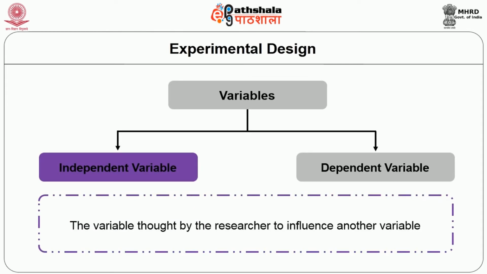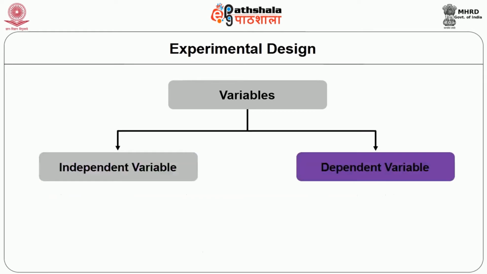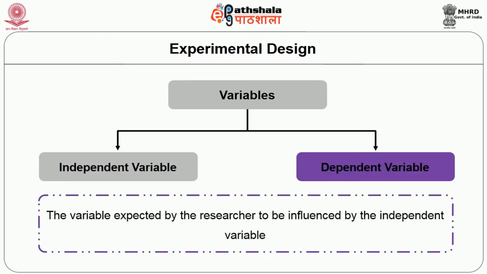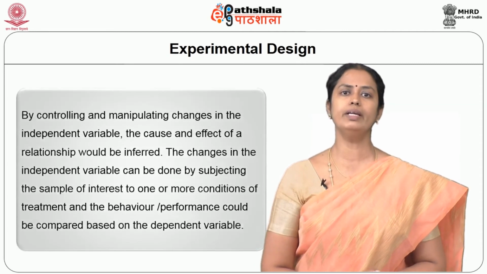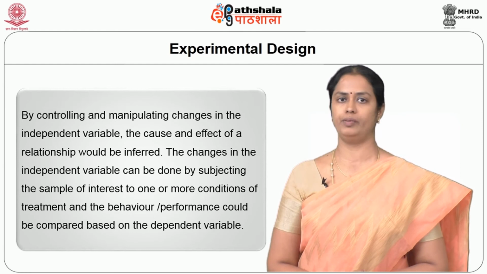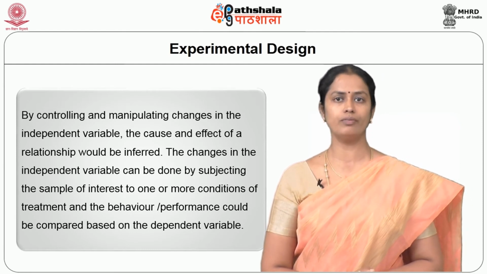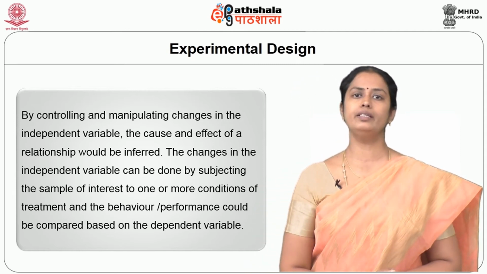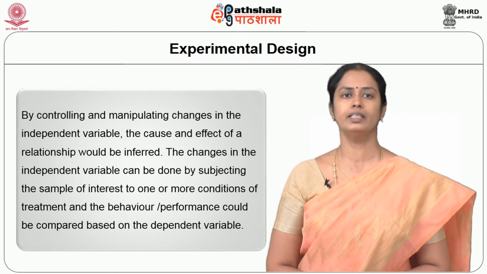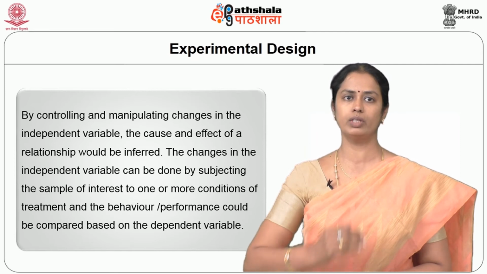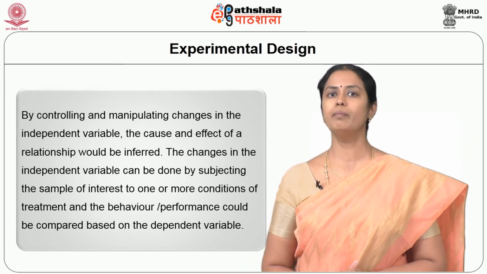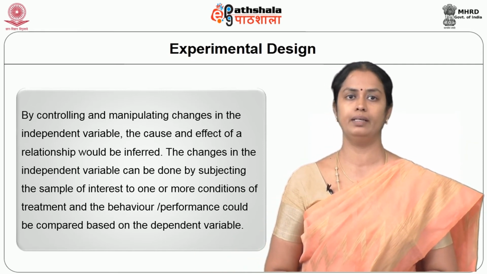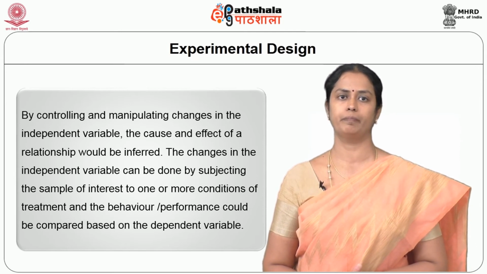An independent variable is a variable thought by the researcher to influence another variable, whereas a dependent variable is the variable expected by the researcher to be influenced by the independent variable. By controlling and manipulating changes in the independent variable, the cause and effect of a relationship can be inferred. The changes in the independent variable can be made by subjecting the sample of interest to one or more conditions of treatment, and the behavior or performance can be compared based on the dependent variable.